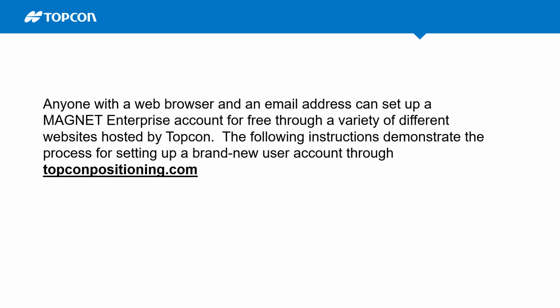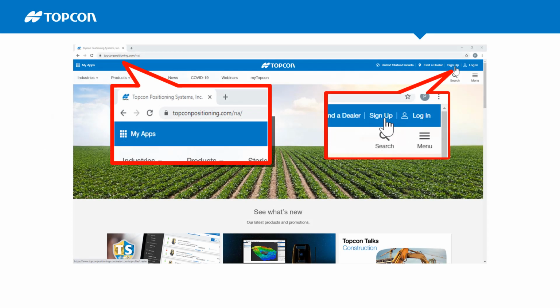So if you're a new user, this is the first time you have set up your Topcon account, or you've just purchased Topcon equipment or Magnet software, this is where you're going to start. So going to topconpositioning.com, and in my case, I selected North America. Over on the right-hand side, what we're going to do is click the sign up button.